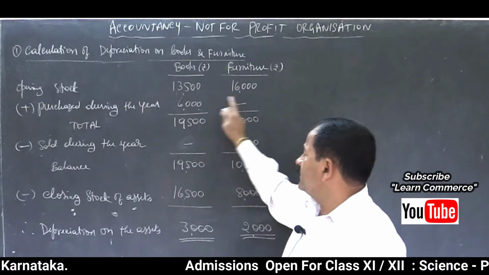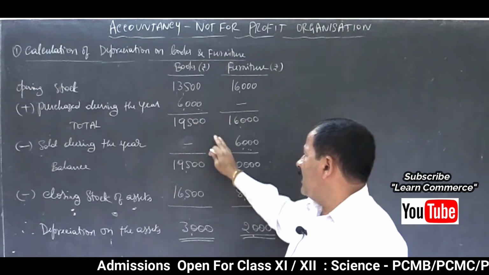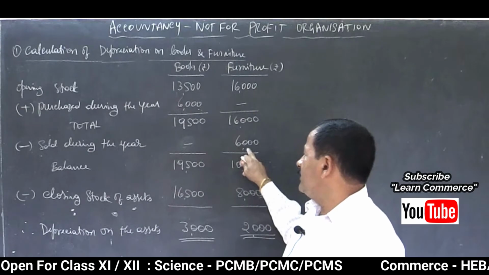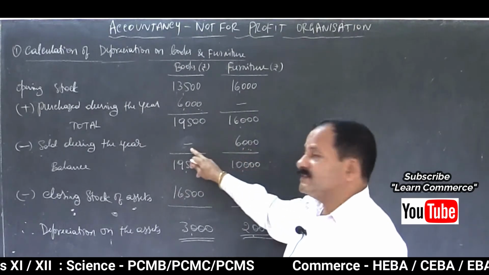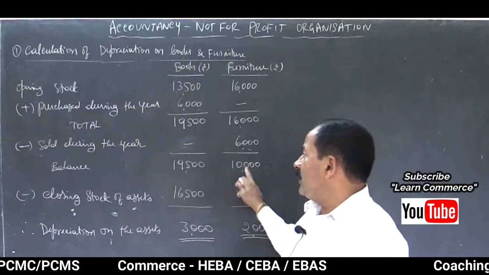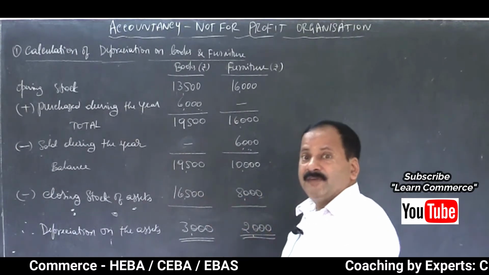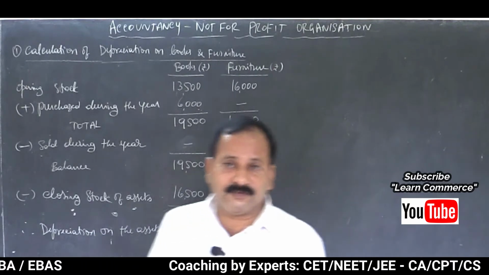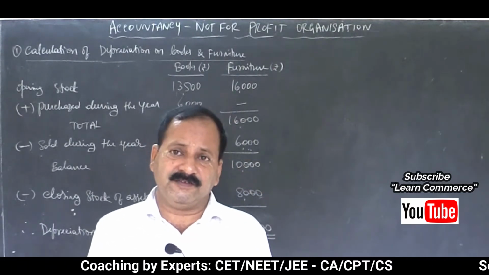Here there is no purchase. Here there is a purchase. We have added and arrived at the total amount. Then how much is sold is deducted. Here it is sold. It is not sold here. So this is the balance, and closing stock is already given in the problem. Find out the difference. That is the amount of depreciation on the assets.